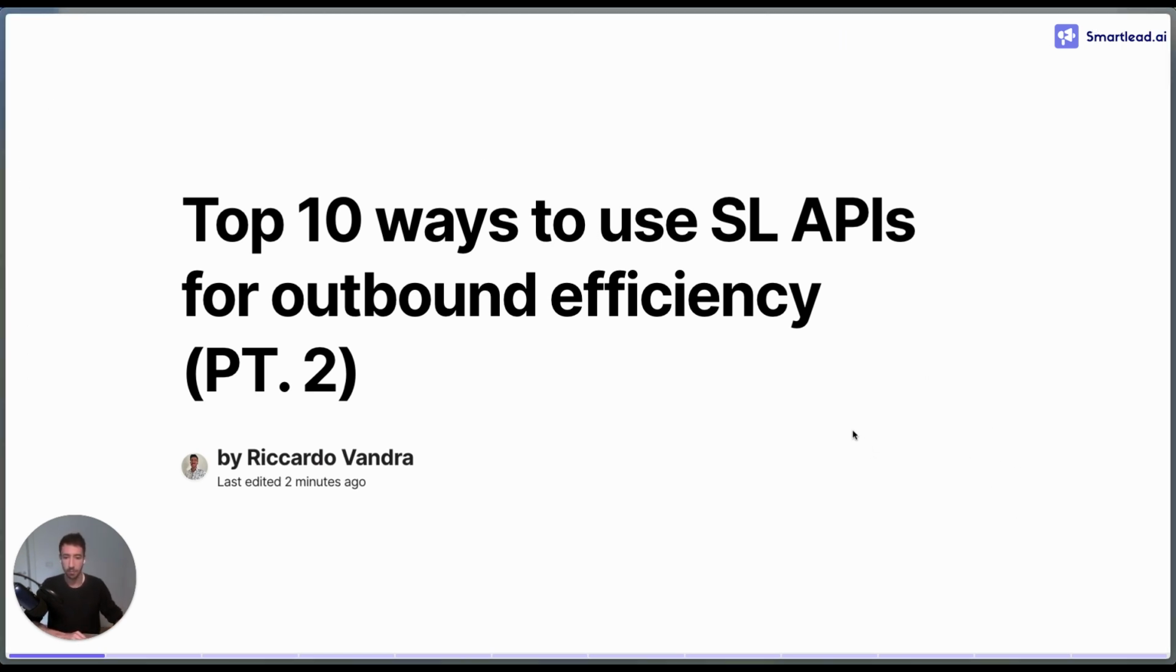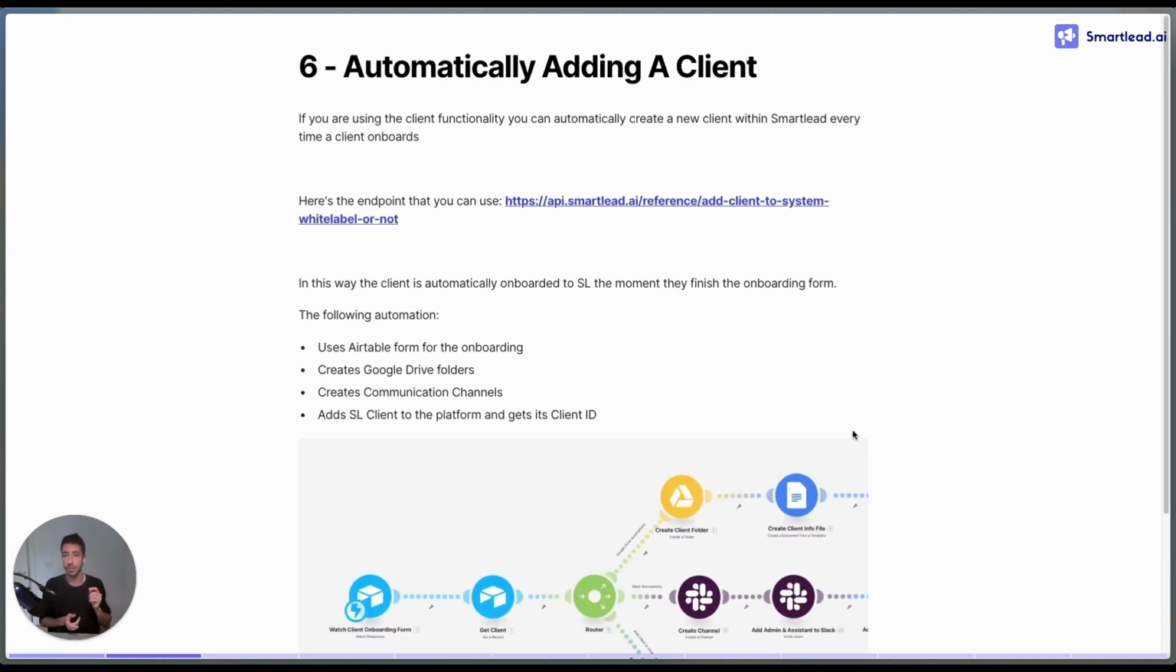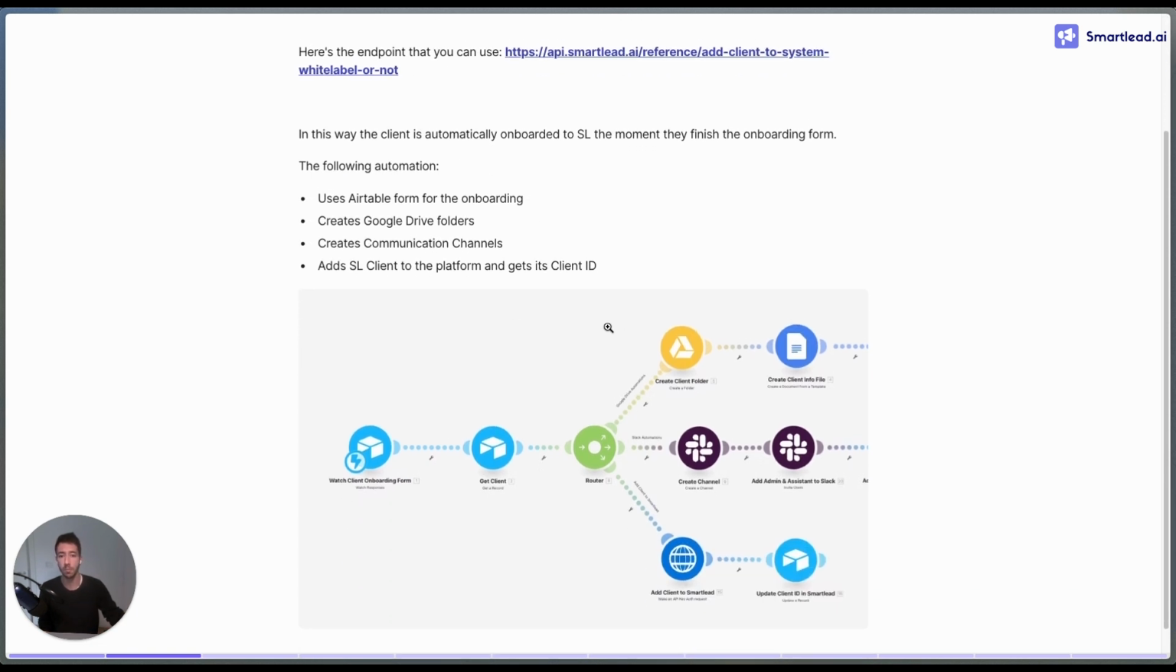So the first point is automatically adding a client. If you have an onboarding functionality, you can use one of the endpoints to automatically add a client to the system, whether that is white label or not. Every time one of your clients is onboarding and needs to complete an onboarding form, they need to perform a wide set of different actions, and they need to complete this onboarding. Once this is completed, the client can go through this automation.